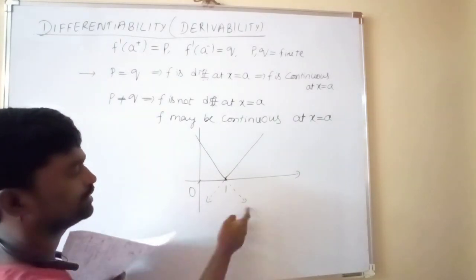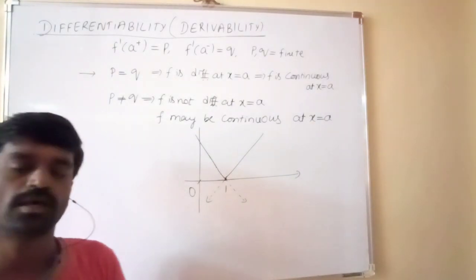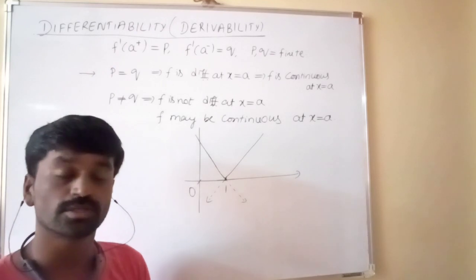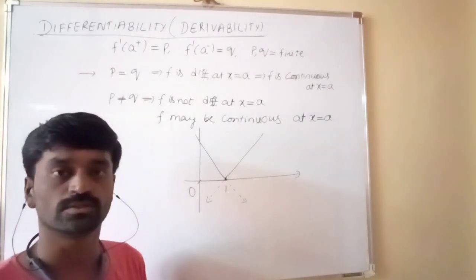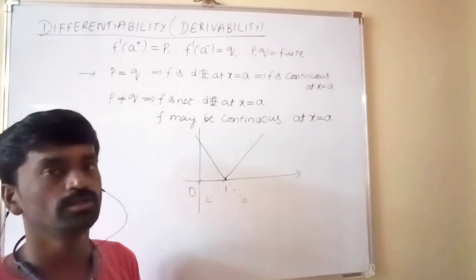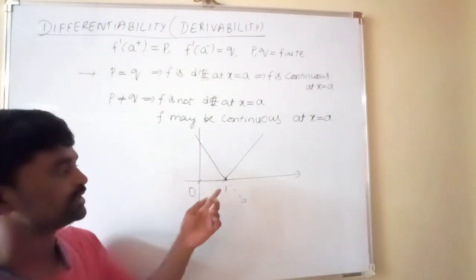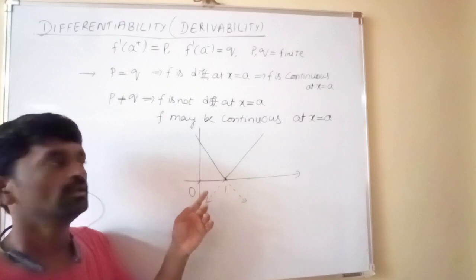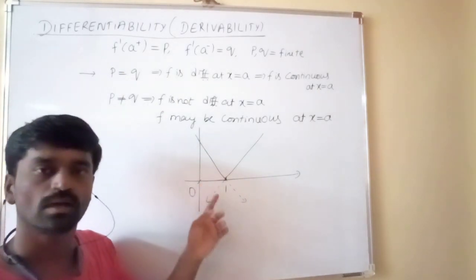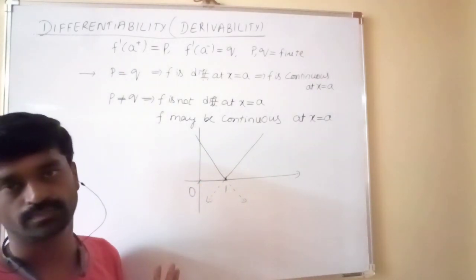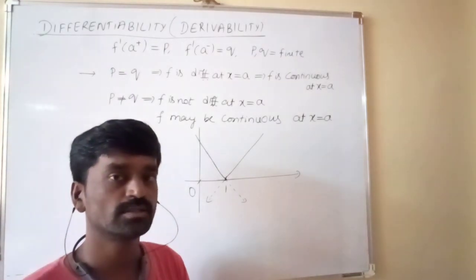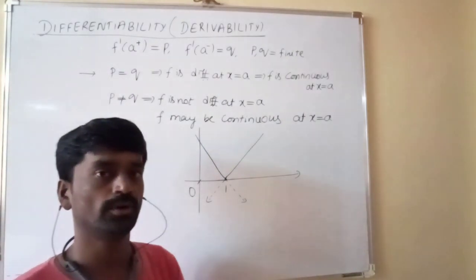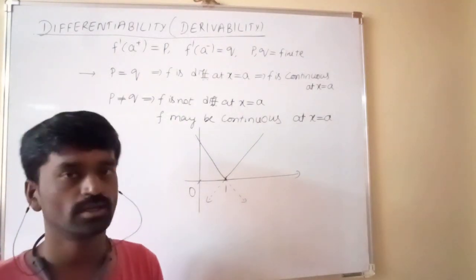So both are in different directions. So the direction of the curve immediately changes at that point. If f is not differentiable but continuous at that point, there is a chance that geometrically the graph of the function has a sharp edge at that point. But remember one thing, if your function has a sharp edge at a particular point, then f is continuous but not differentiable.